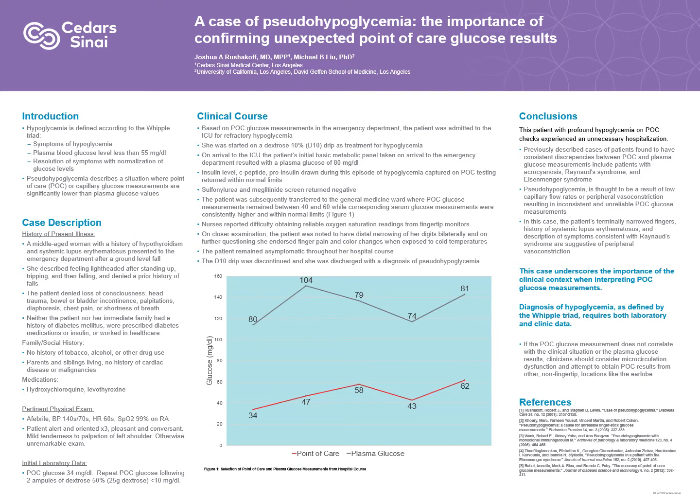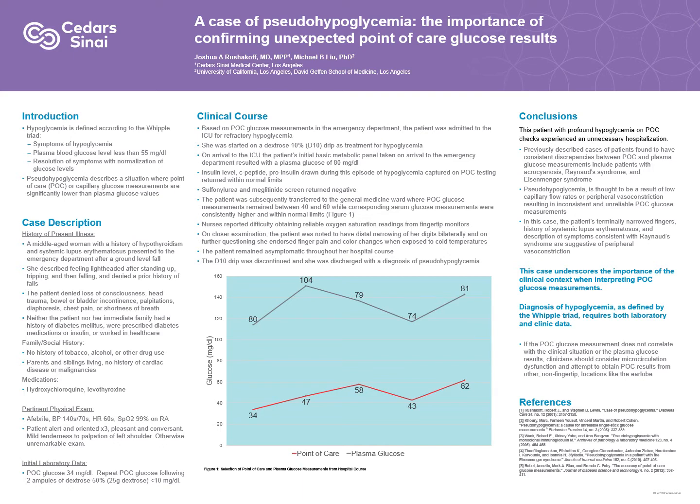Given these point-of-care results in the emergency department, she was started on a D10 drip and admitted to the ICU for refractory hypoglycemia. When she arrived in the ICU, the BMP that had been sent when she first arrived in the ED resulted with a plasma glucose of 80. That was at the same time when her point-of-cares were 34 and then less than 10. Her hypoglycemia lab panel was unremarkable. Sulfonylurea screen was negative.